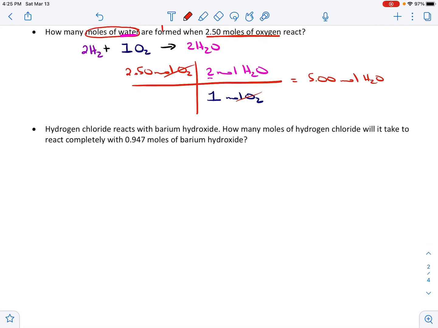This one's a little more aggressive. It says hydrogen chloride reacts with barium hydroxide. How many moles of hydrogen chloride will it take to react completely with 0.947 moles of barium hydroxide? Whew, that looks aggressive, right? But luckily, Miss Griffith's just going to give this one to you. So we've got hydrogen chloride, which is HCl.